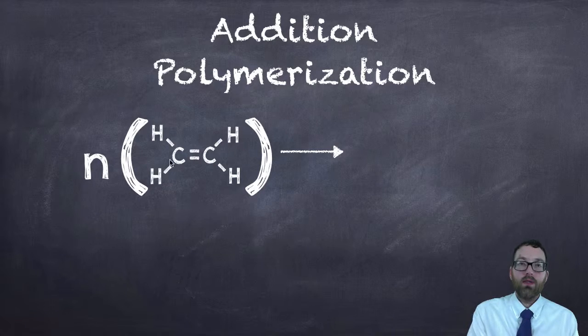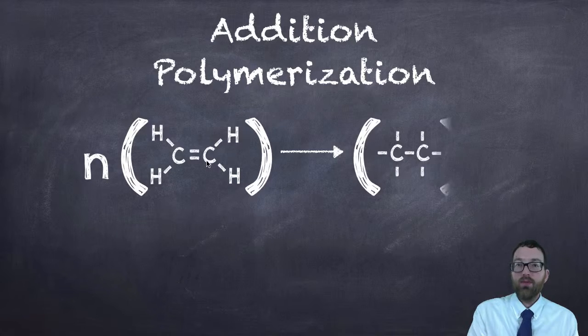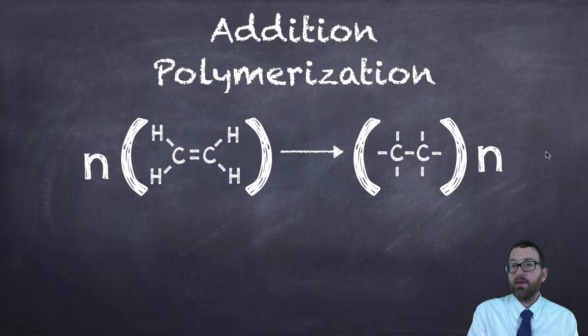So in the shorthand, it would just look like this. So n in parentheses, your monomer, and then it just shows the saturation of that monomer. And then the n on the other side just means that this thing could go on forever. So if I had 2, it would just be 4 carbons in a row. If I had 50, it would be 50 of these CH3s in a row.